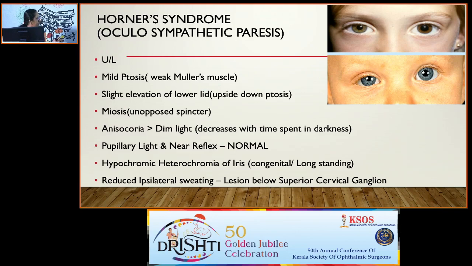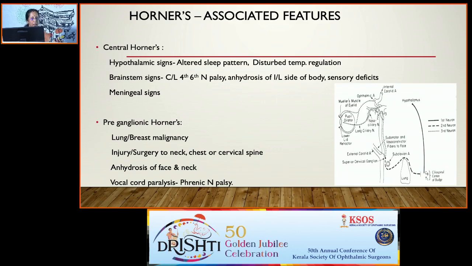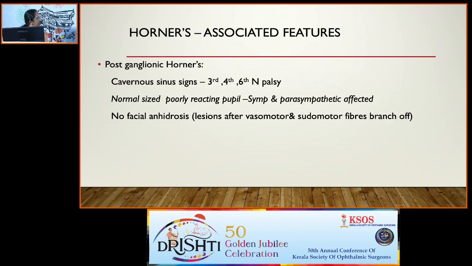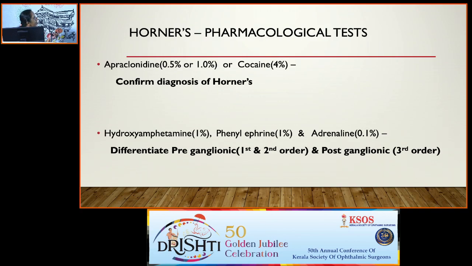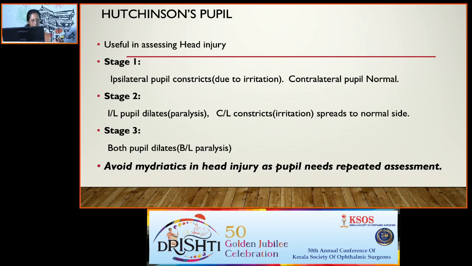And when there is a lesion below the superior cervical ganglion, there is reduced ipsilateral sweating of that side of the body also. Now, associated features: when there is a central or preganglionic Horner's, it can be a sign of lung malignancy also. You can confirm the diagnosis with apraclonidine or cocaine, and 1% hydroxyamphetamine will help you to differentiate whether it is preganglionic or postganglionic.